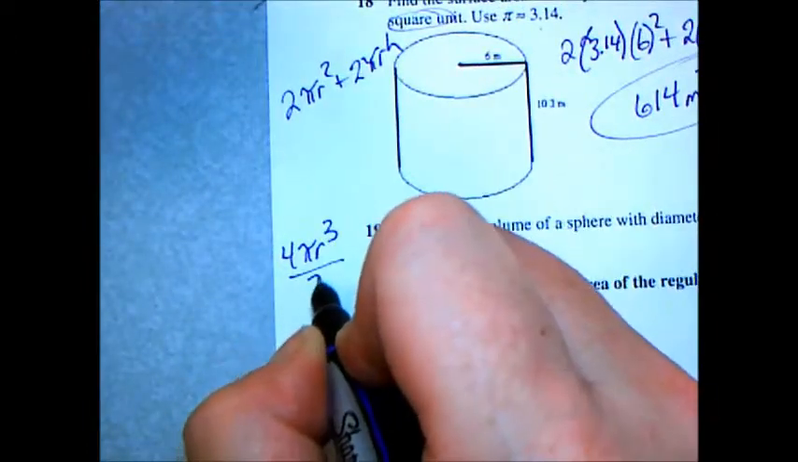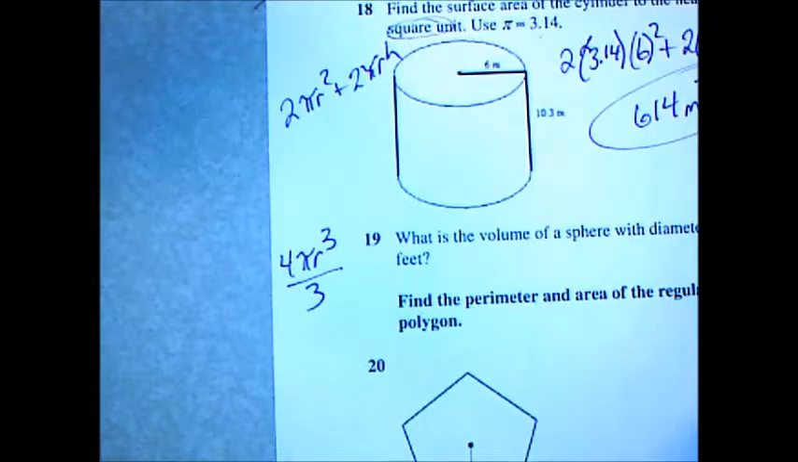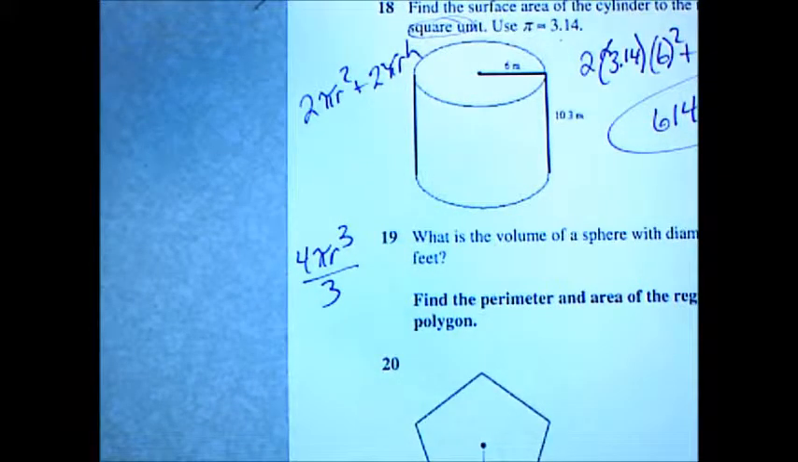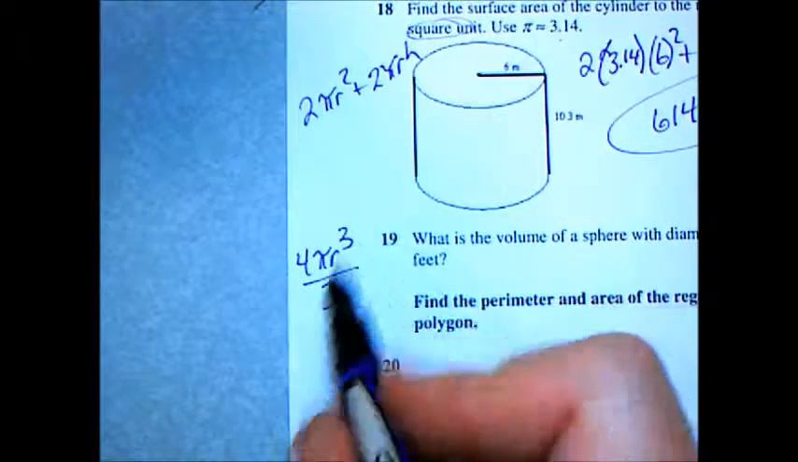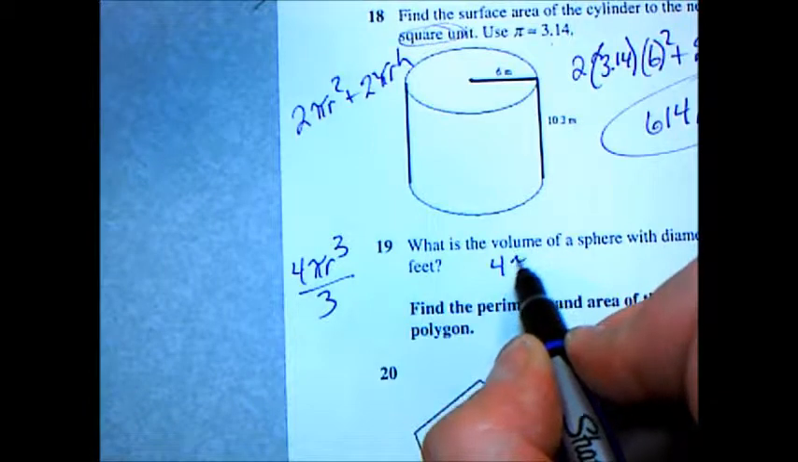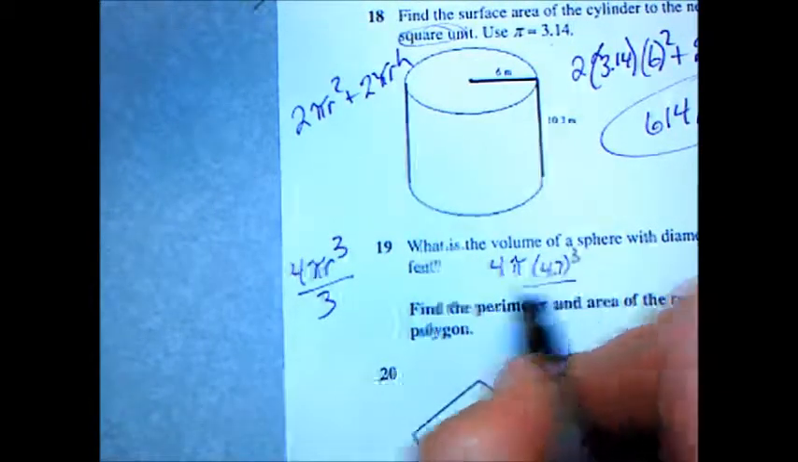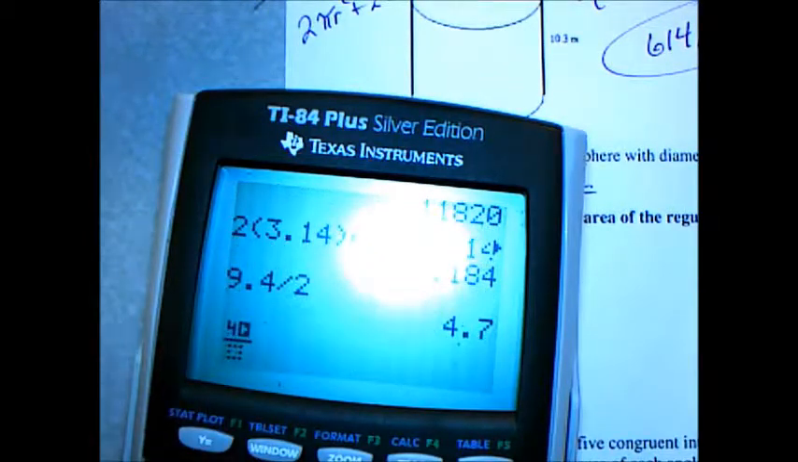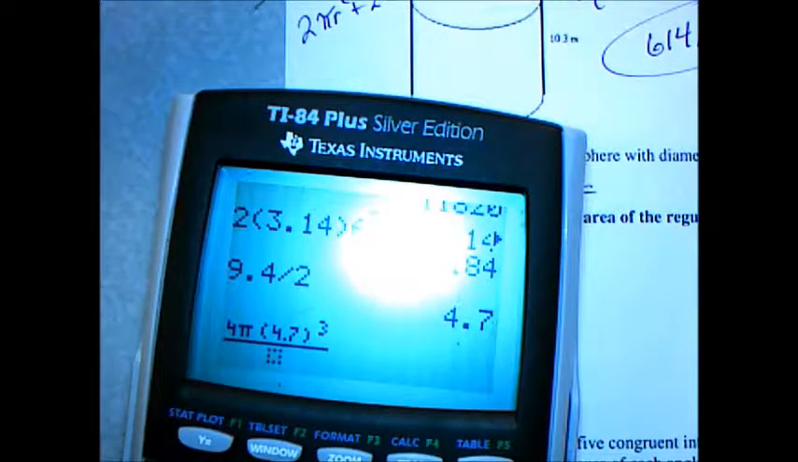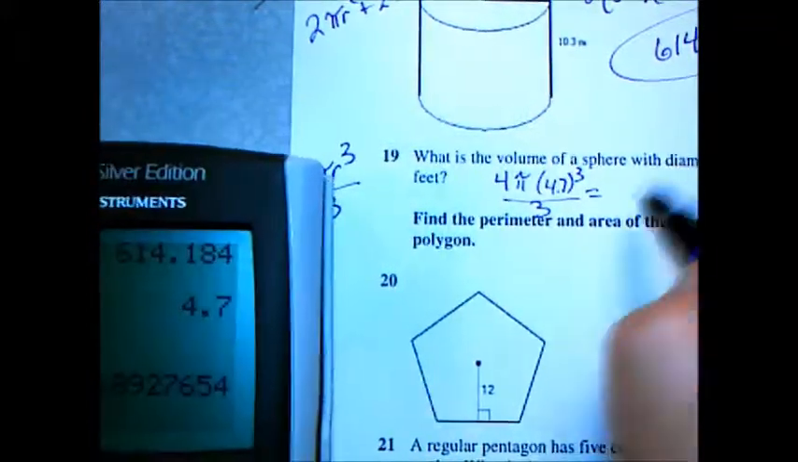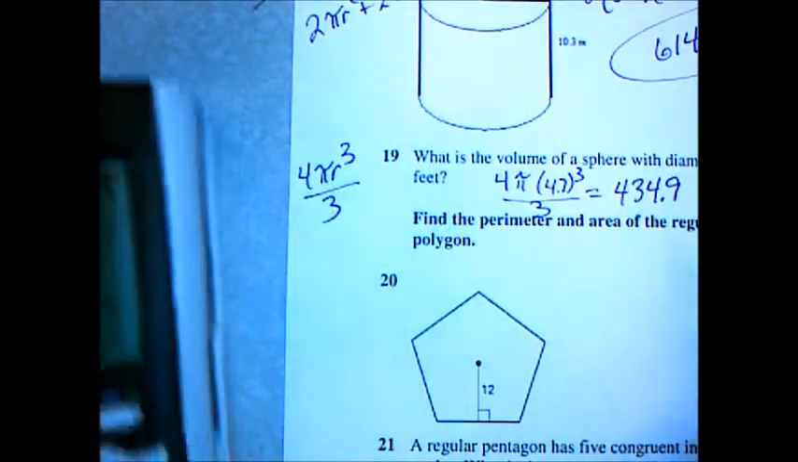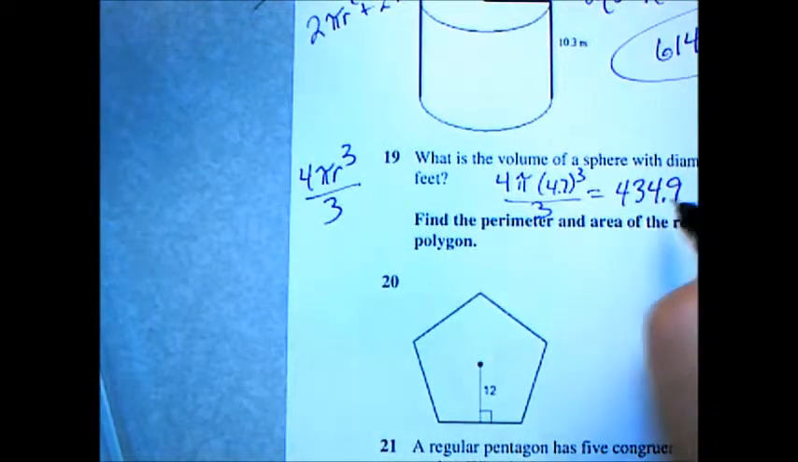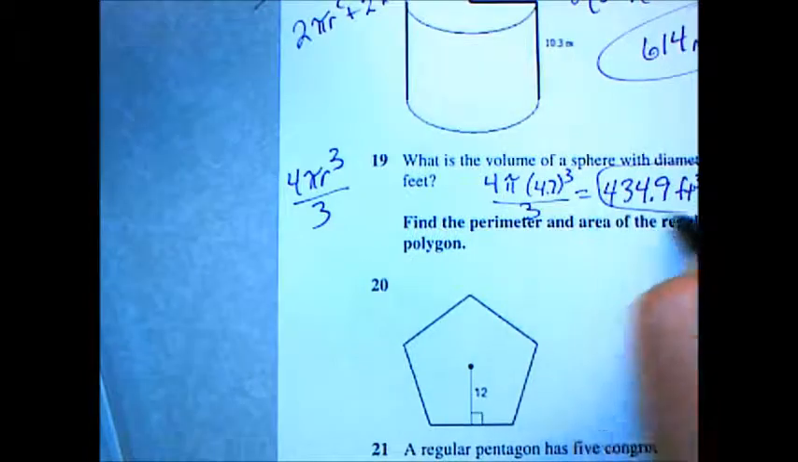Volume of a sphere, the formula is 4πr cubed divided by 3. So here's my diameter. I'm going to divide that by 2 to get the radius. Let's see, 4.7. So I'm going to plug that into my formula and get my answer. So it'll be 434.9 feet cubed for your answer.